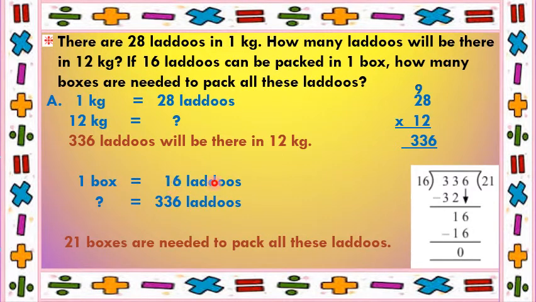Then divide by 16. So first consider the first digit 3. 3 is less than 16. So consider the second digit also. So the number becomes 33. Now 16 twos are 32. Find the difference. 33 minus 32 is 1. Put the 6 down. Then 16 ones are 16 and the difference is 0. So the answer is 21 boxes are needed to pack all these 336 laddus.